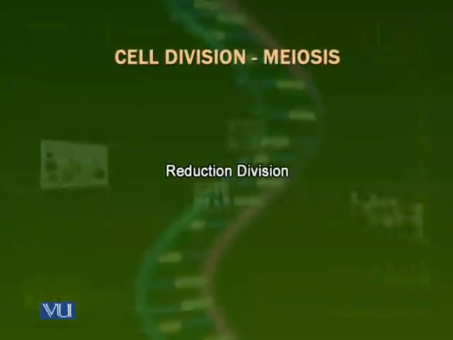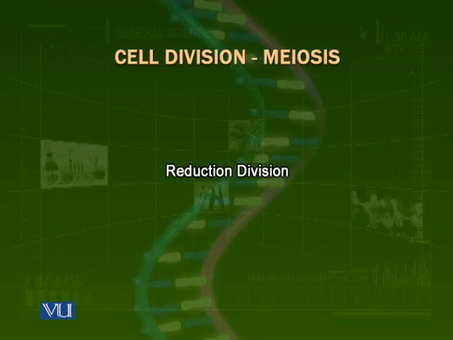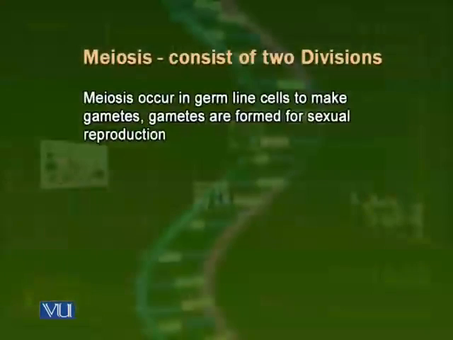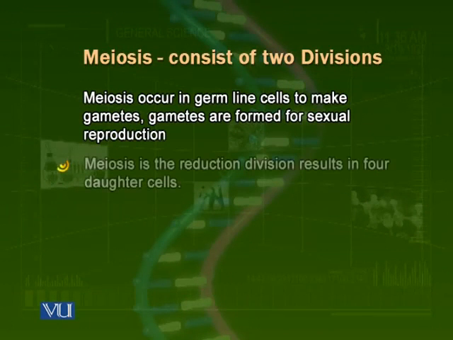Meiosis is a cell division which occurs in the germline cells to produce the gametes for sexual reproduction. Meiosis is also called reduction division, because in this type of division, when the mother cell divides, the chromosome number becomes exactly 1/2. Meiosis occurs in the germline cells to make gametes, sperms and eggs. It is a reduction division in which the chromosome number becomes 1/2 and one cell divides into 4 cells ultimately.